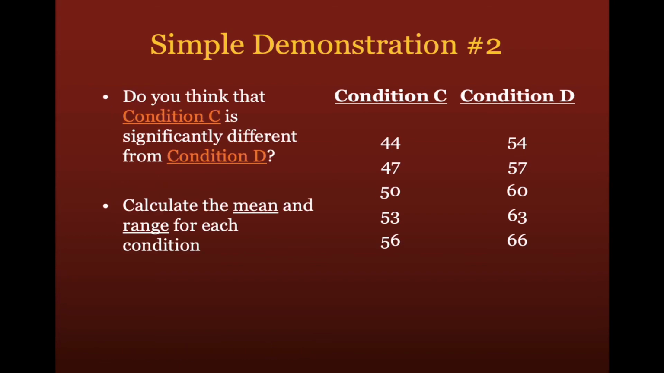Now, we're going to do the exact same thing, but now for conditions C and D. And we're trying to figure out, are conditions C and D different from each other? So again, calculate the mean and the range for both of those conditions.